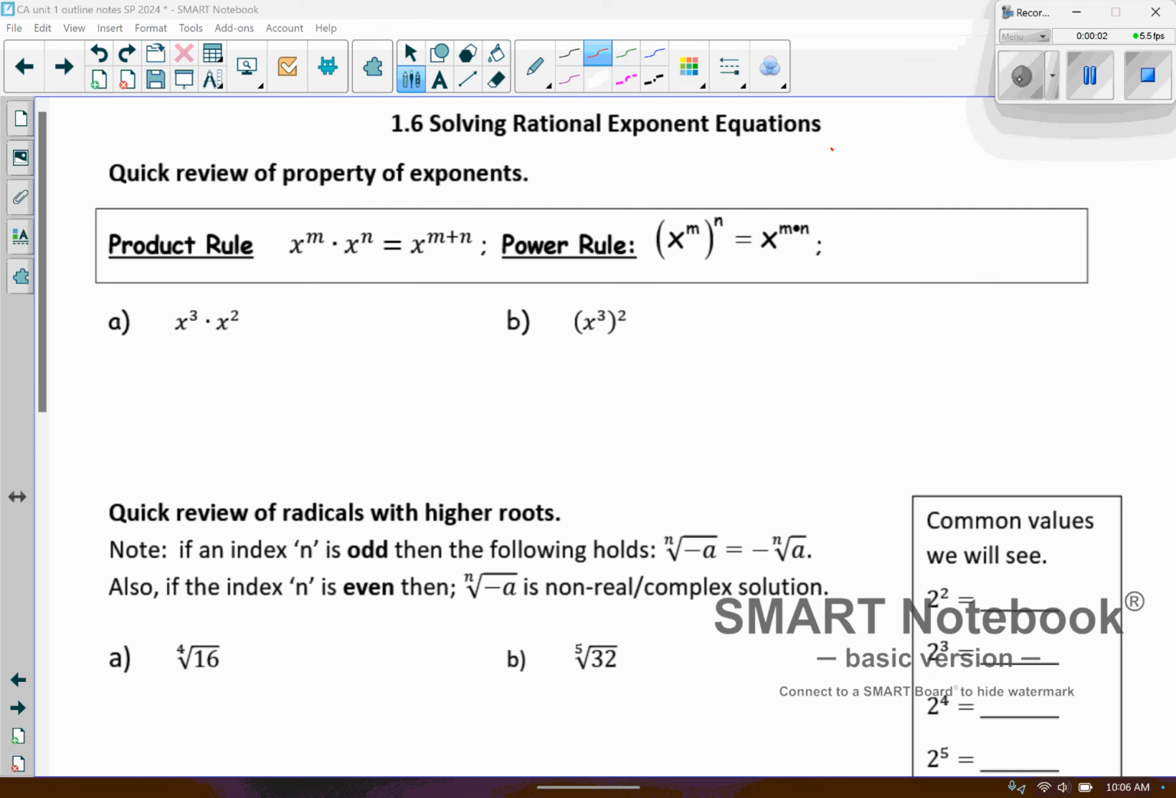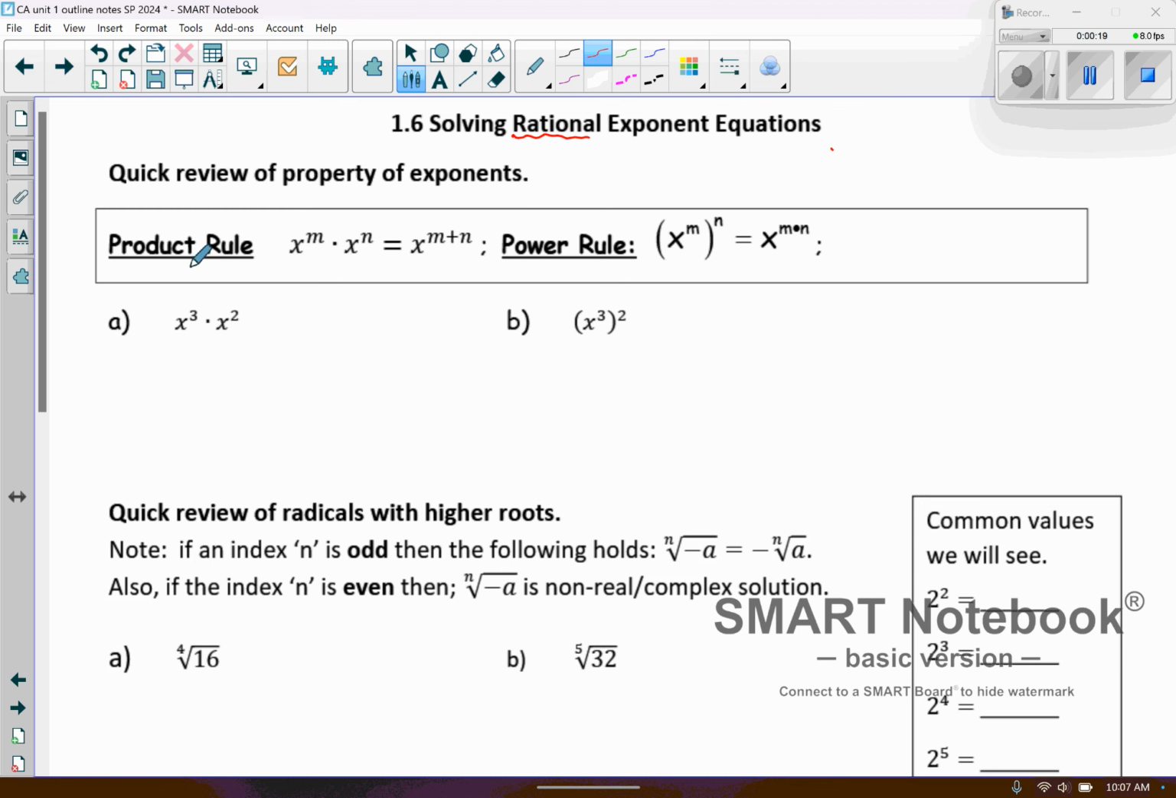Okay, now we're going to look at solving rational exponent equations. Rational is just kind of a fancy word for fractions, so we're going to look at exponents that contain fractions. Before we do that, though, we might want to review some of our properties of exponents.